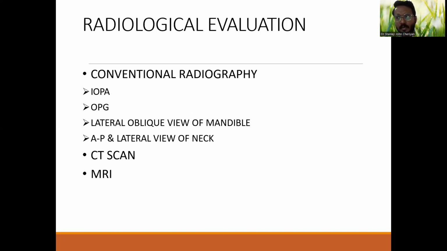Take an IOPA. IOPA will be quite difficult. You can also take a PG. You can take a lateral cephalogram to see the airway and to what extent it is obstructed. You can take a CT scan or MRI. MRI is adequate to see the soft tissue, the amount of swelling that is present, and what is the viable airway that is present. And you can even take an ultrasonograph.